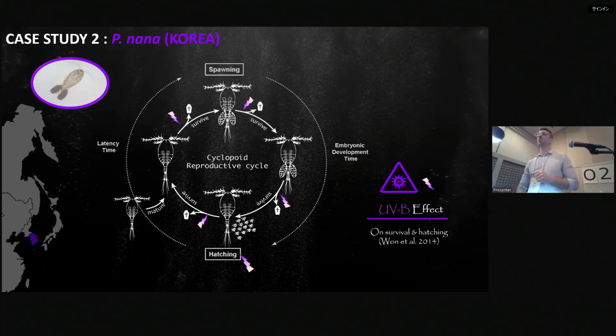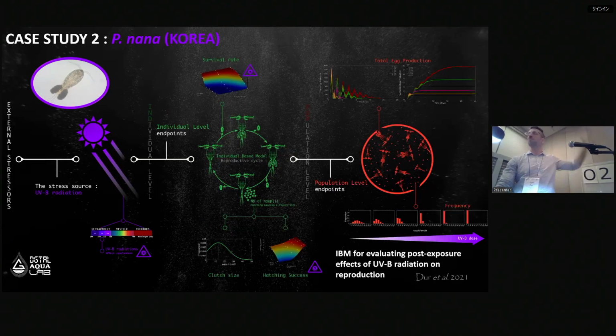Let's move to another example in Korea with Paracyclopina nana. This copepod is a coastal copepod and can sometimes be trapped in tidal pools. And my friend and colleague Jiwon did some experiments on UVB radiation on the reproductive cycle of that copepod. So I basically used her data, implemented it into the reproductive model, and ran simulations at a wide range of UVB radiation, so that I could estimate the consequence of a post-exposure effect of UV on the production of many females.